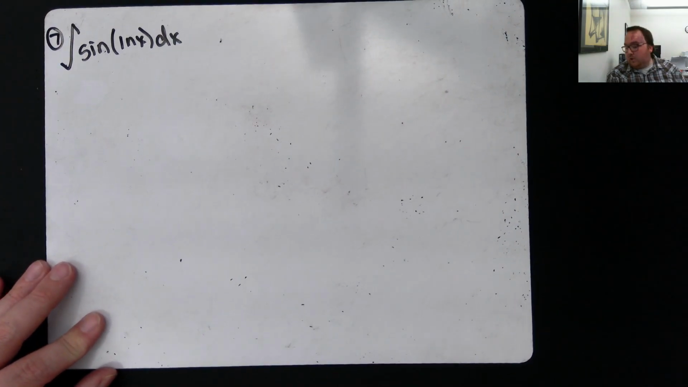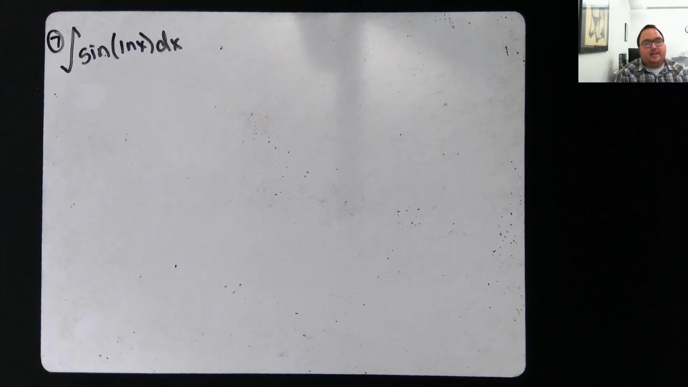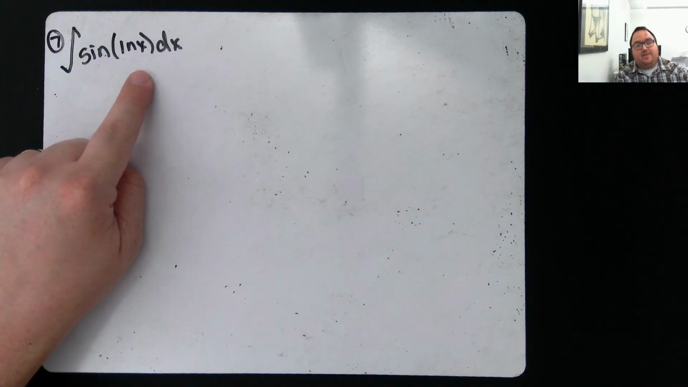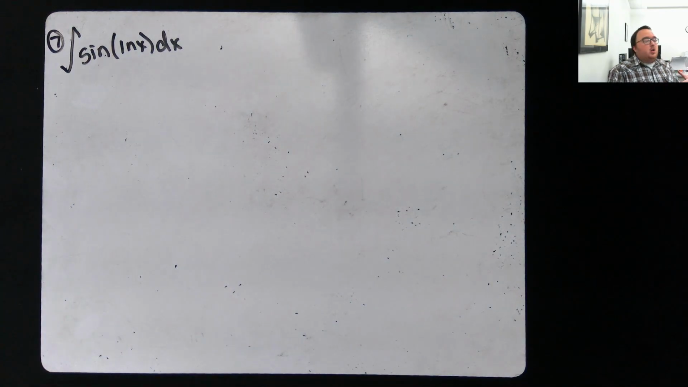Okay, so at first glance, many people see this and think this is sine times the natural log of x. But that's not how sine works, right? This is sine of the natural log of x. So taking the antiderivative of this, we don't even know where to start, right? Initially, you may think, let's try u substitution, right?